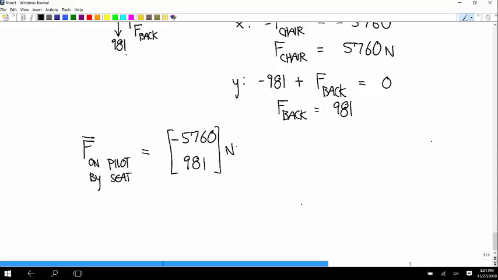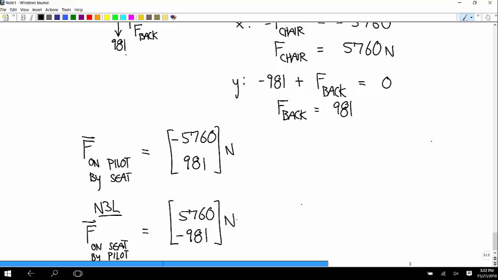And then the last part is just Newton's third law. If we know that the force on the pilot by the seat is this vector, then the force on the seat by the pilot is just, switch both of the signs. And so it's 5760, negative 981. And so this is a number that you would use to evaluate how strong the seat needs to be.